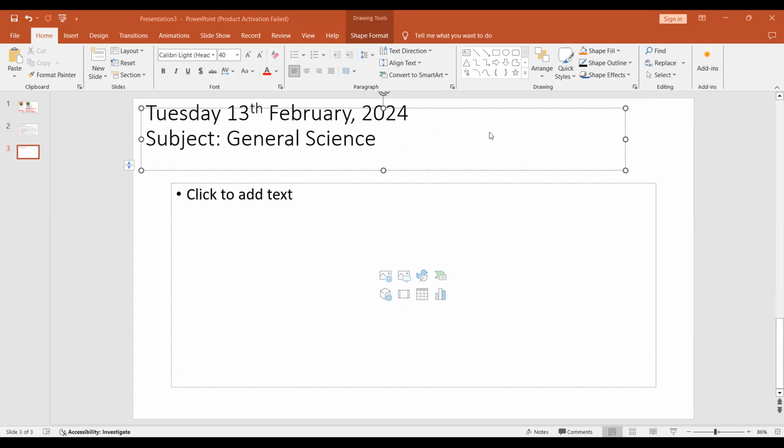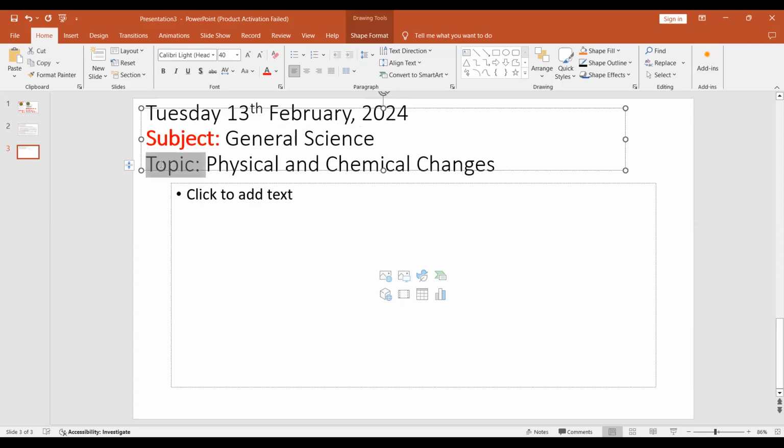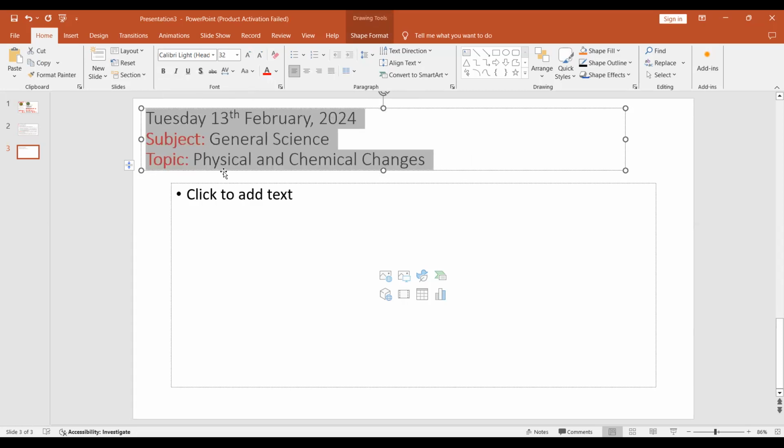Okay, so today we're going to be looking at a very important topic. They love to bring this on your exam. We're going to be looking at physical and chemical changes. So how do we determine whether a change is a physical change and whether a change is a chemical change? How do we determine those things?